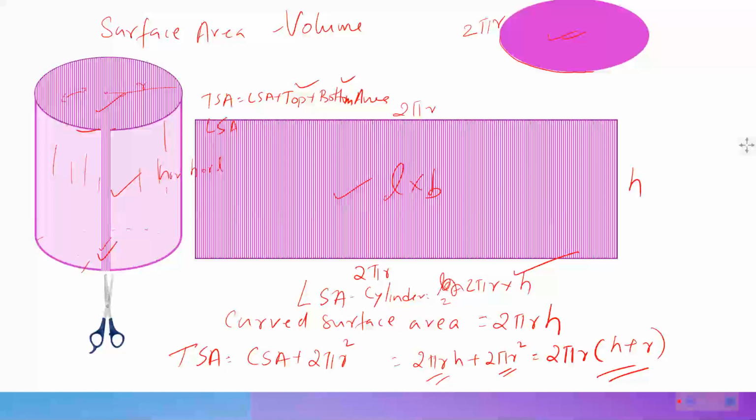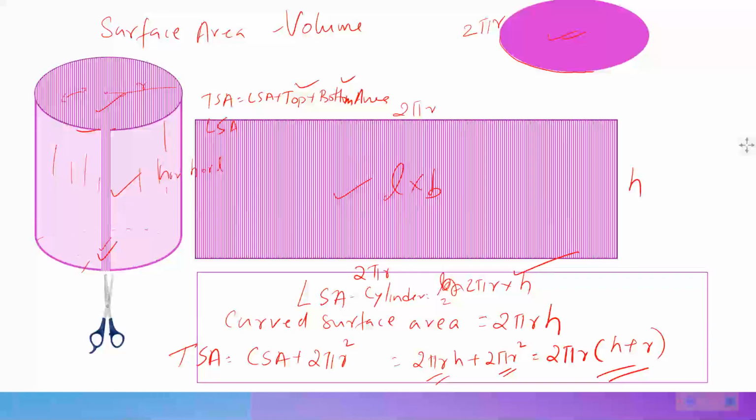Curved surface area can be calculated by 2 pi r h, and total surface area can be calculated by the formula 2 pi r into h plus r, where pi can be 22/7 or 3.14. H will be given, r is the radius of the bottom and top of the cylinder. Understand it well before you go. Okay, that's one thing. Let me go ahead. Be very clear about the formula 2 pi r h and 2 pi r into h plus r.